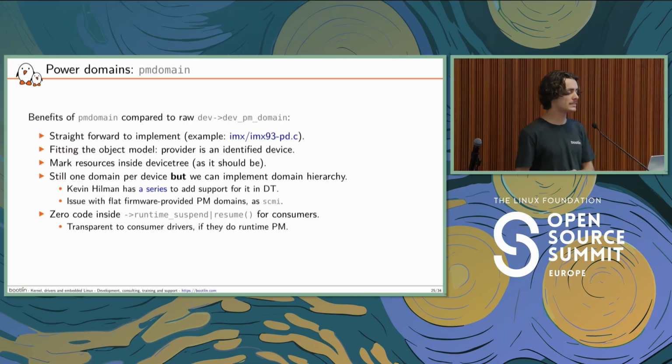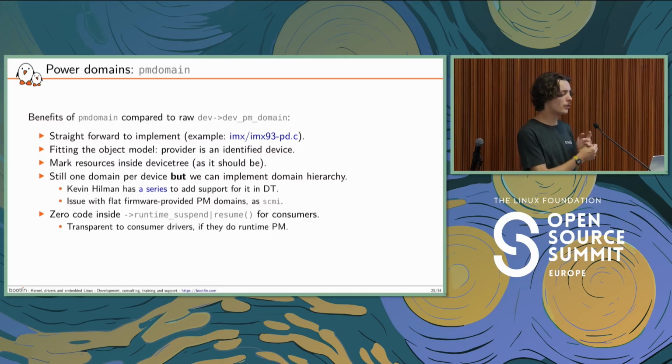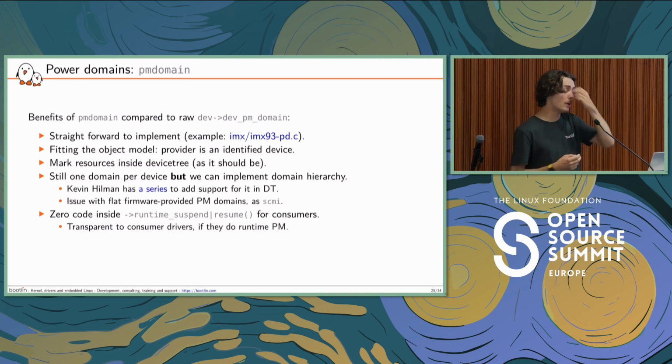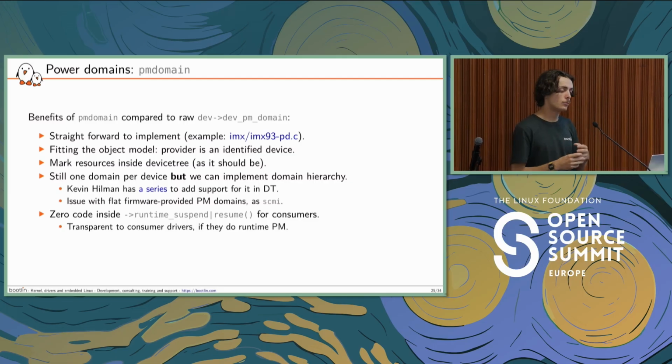So Kevin here has a series to add better support for domain hierarchy inside the DT, the device tree. The issue he faced was that you have domain hierarchy, which is great, and you want to use it because it models your hardware better. But if your firmware provides you with a list of PM domains and doesn't give you a hierarchy, then you are stuck with a flat linear list, and that doesn't work out too well. So what Kevin does is work around that inside the device tree by registering the hierarchy himself.